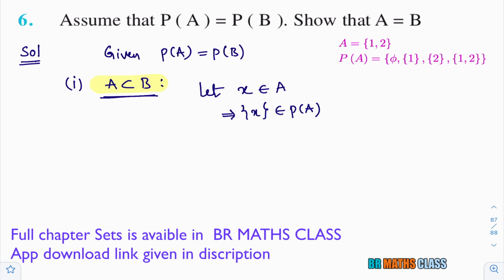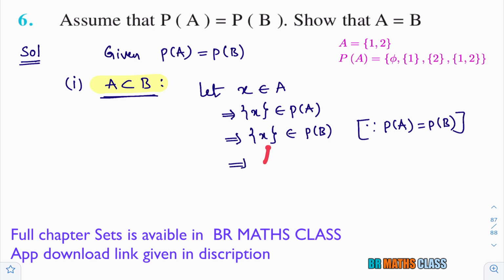I hope you are understanding. If 1 is there in set A, singleton set {1} definitely will be there in P of A. As they have given that P of A is the same as P of B, in place of P of A, I can write P of B. Please try to understand one point very clearly. If the singleton set {X} belongs to P of B, it is 100% clear that X belongs to B. This is the tricky part here.